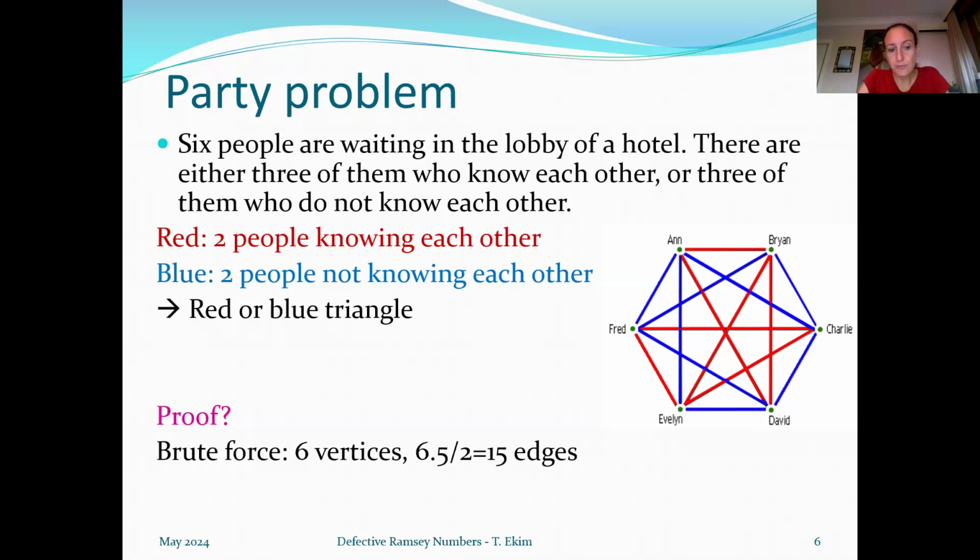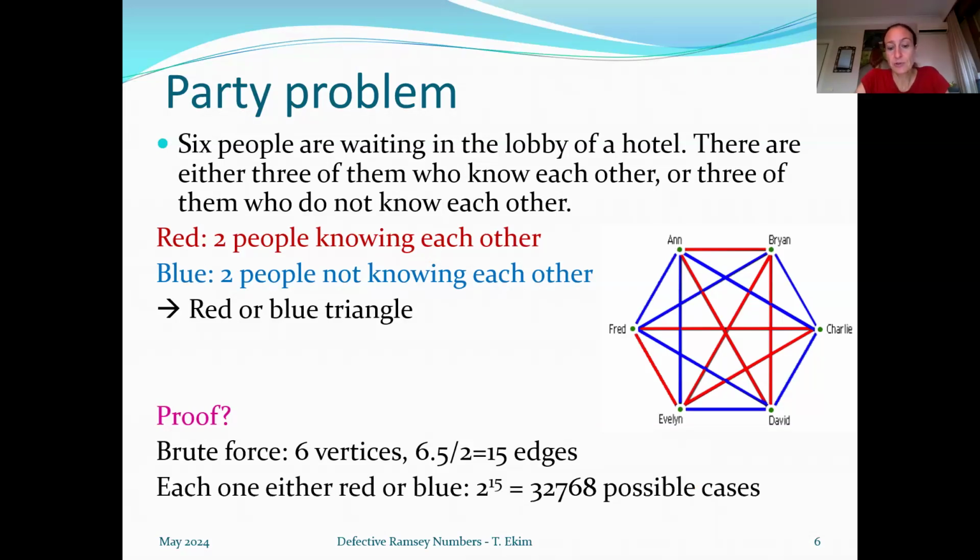Well, brute force requires checking all possibilities, as I said. So we have 6 vertices, and every pair is linked with an edge, which is colored either red or blue. So 15 edges, each one colored red or blue. There are 2 to the 15 possible cases to check. Do you think it's a good idea? Well, not really.